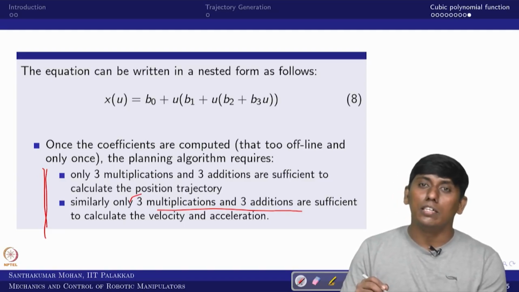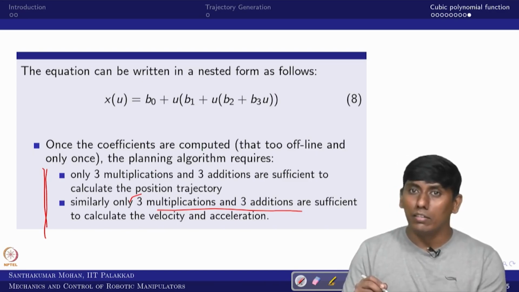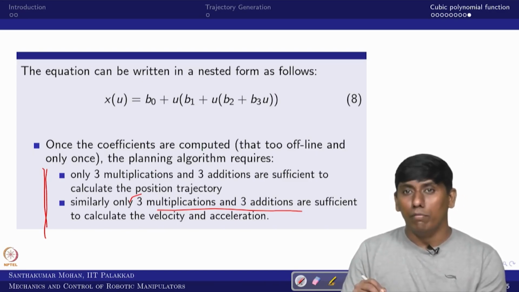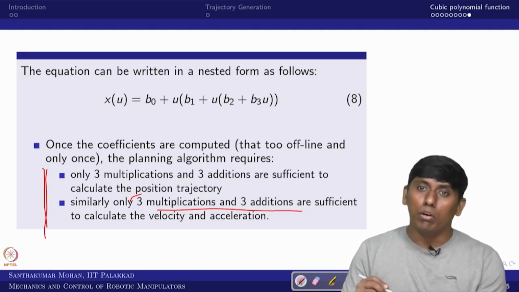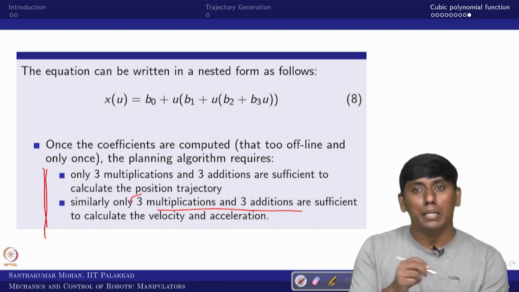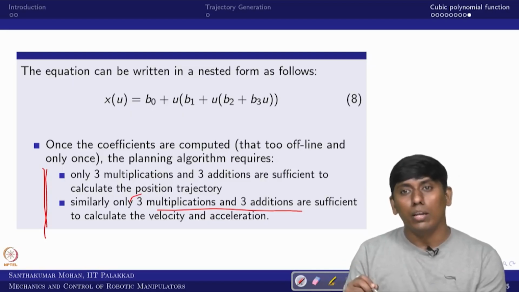But I already said the cubic trajectory does not have any control over initial and final acceleration, so we can think about some higher order polynomials or some other polynomial. That is what we are going to focus on in the next lecture. Once that is done, we will bring it back to the manipulator and see how to generate the trajectory in joint space or task space.